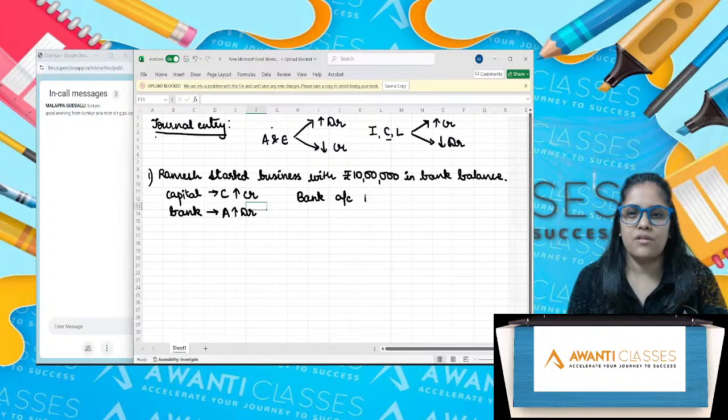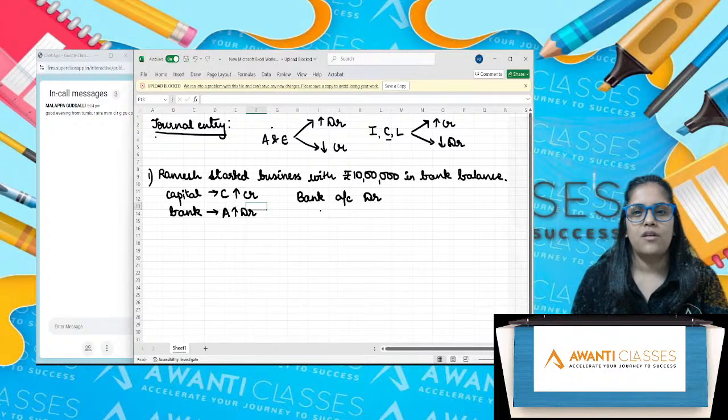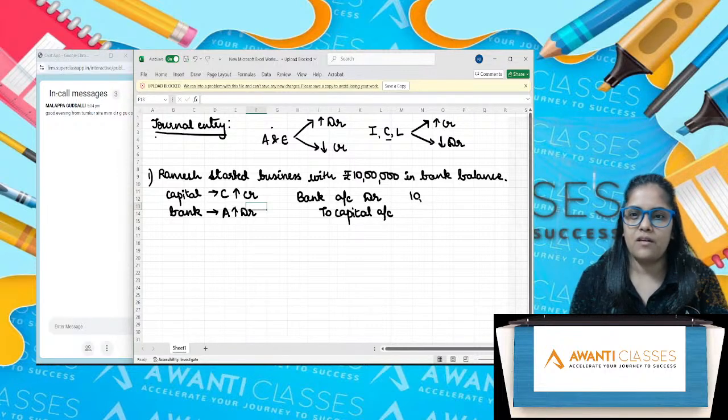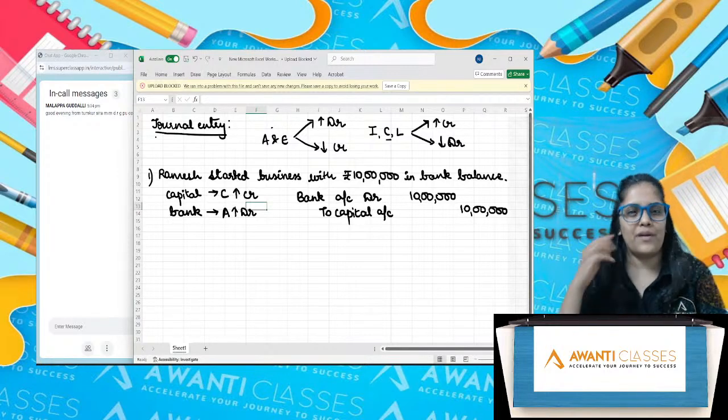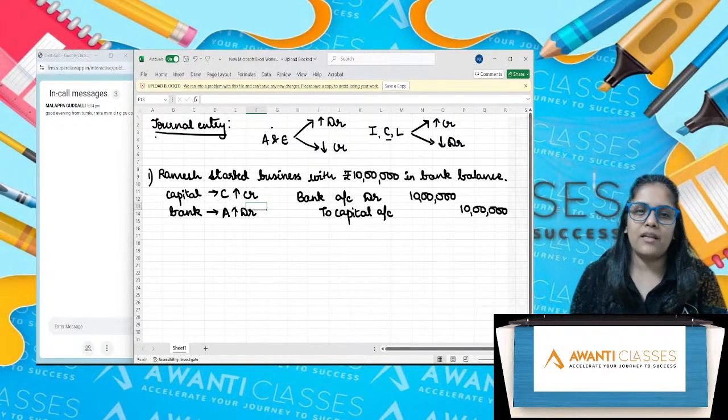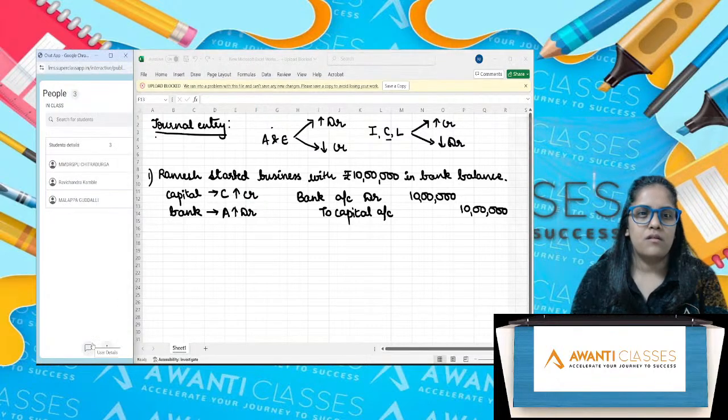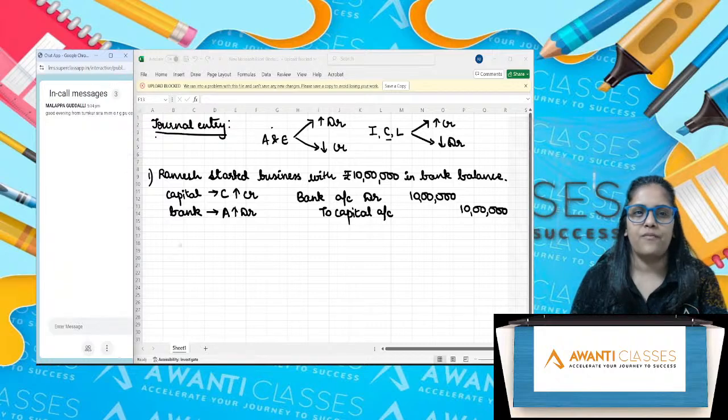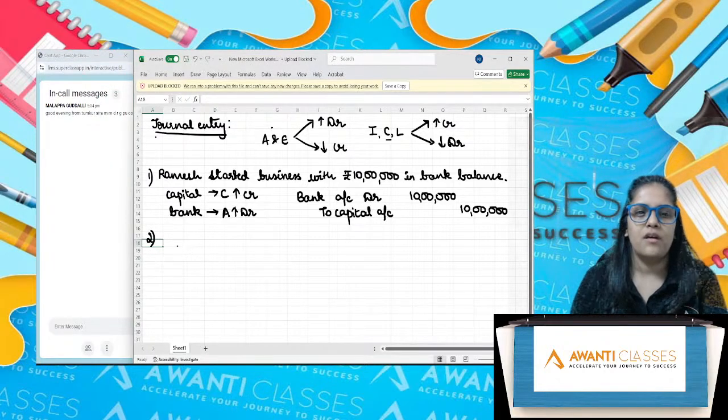bank account debit to capital account 10 lakhs. Bank account debit to capital account 10 lakh. Am I clear till here? Okay. Fine. Second one.